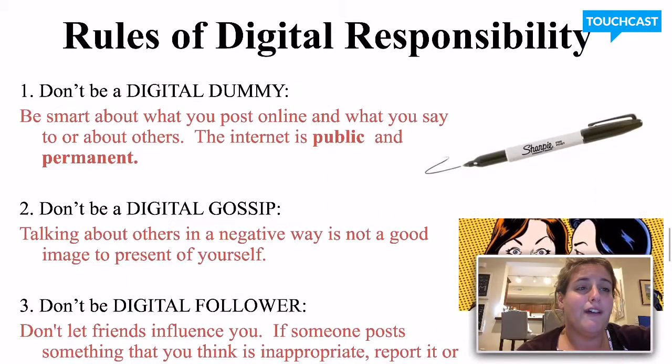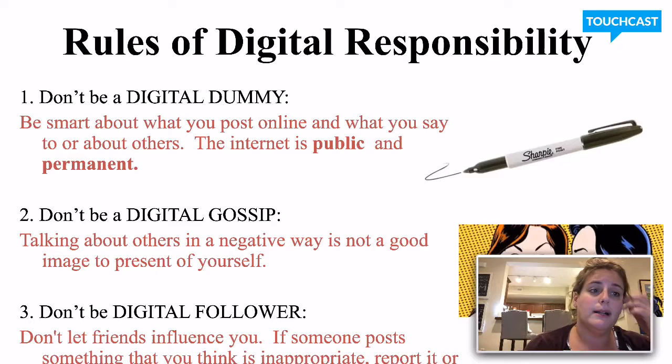We're going to talk about 5 rules of digital responsibility. So these are things that we want to keep in mind as we're posting online. Number 1 is don't be a digital dummy. So be smart about what you post online and what you say to or about others. The internet is public and permanent. When we talked about this in our video, we used the Sharpie to represent this rule because it's permanent, just like what we post.